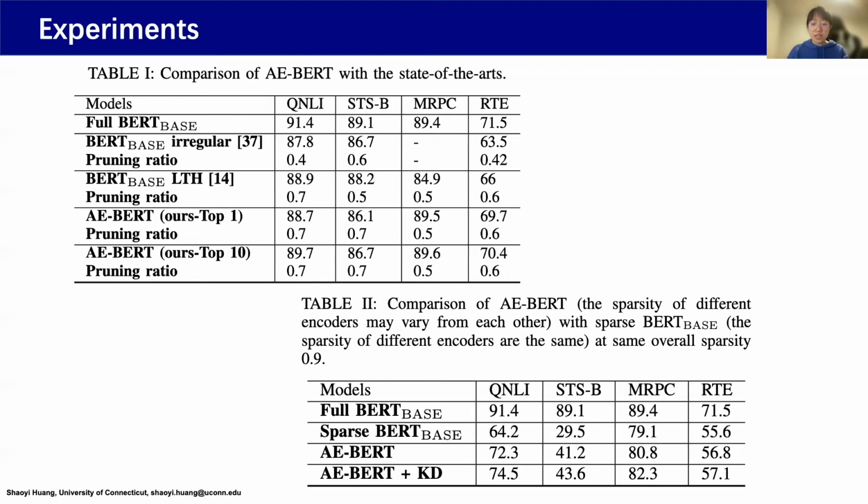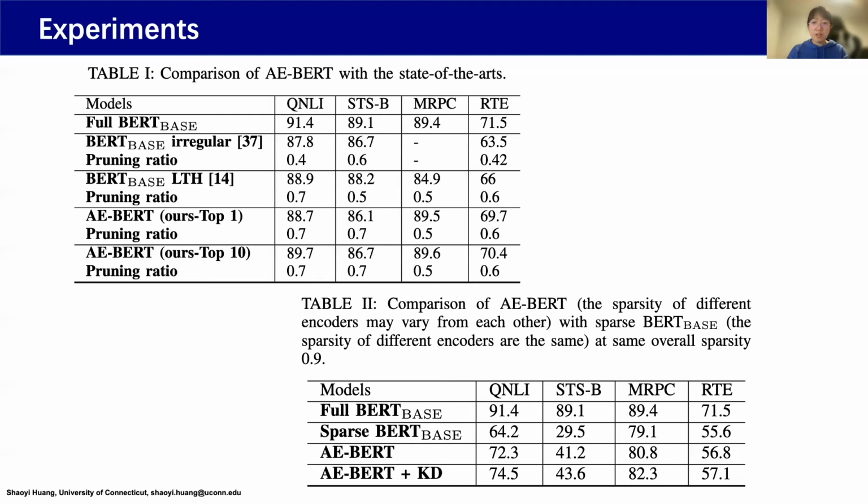Furthermore, for STS-B, the Spearman correlation loss for the top 1 result is 3.0, while the top 10 is 2.4 at a pruning ratio of 0.7. On the natural language inference tasks, say QNLI and RTE, our proposed framework can limit the accuracy loss up to 1.7 for the top 10 results.